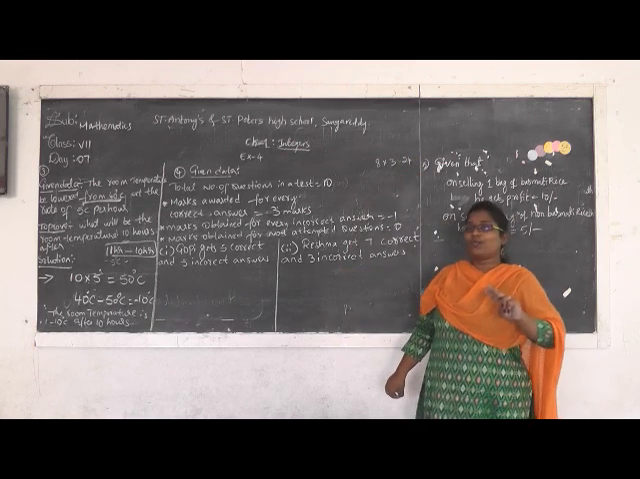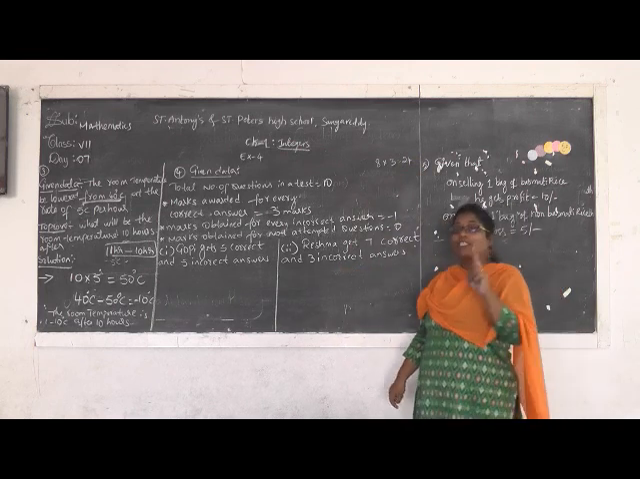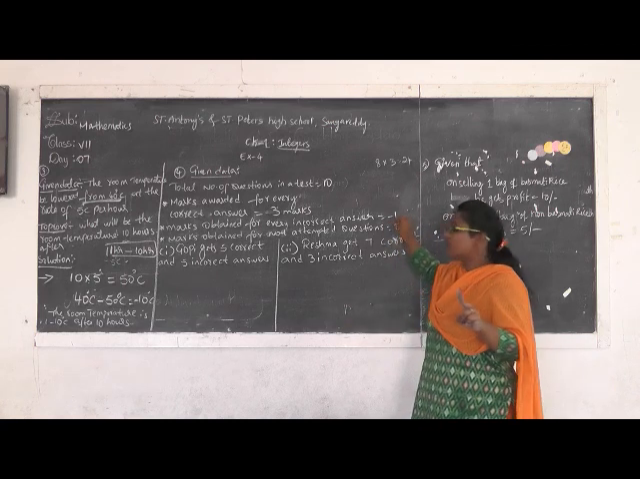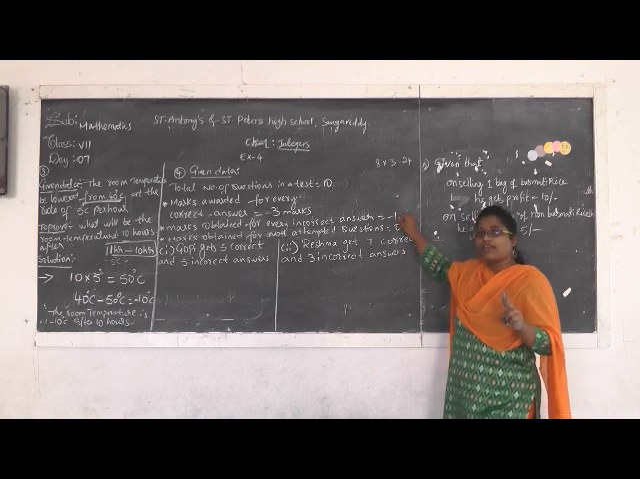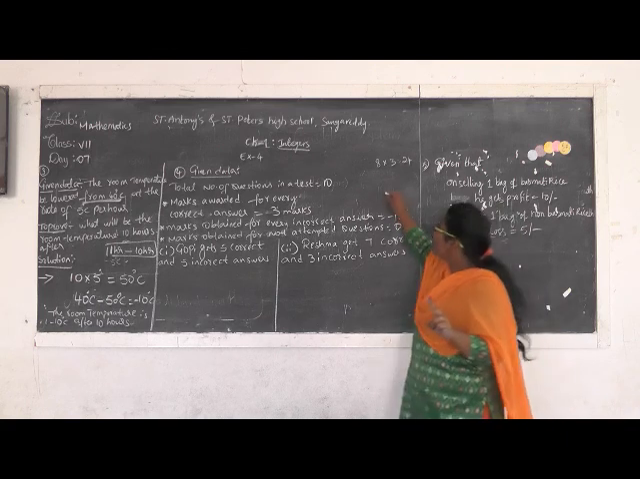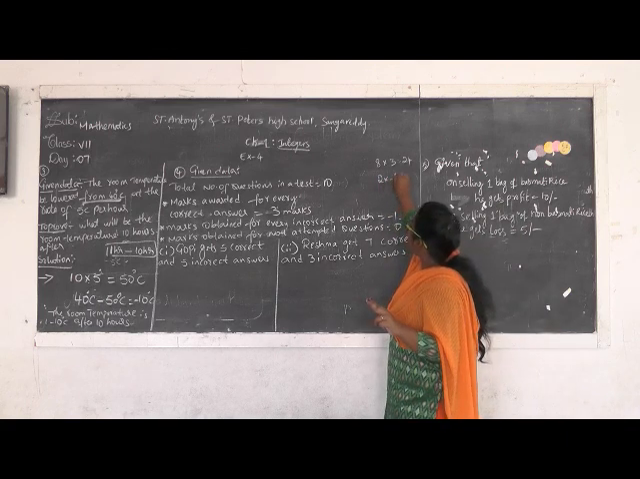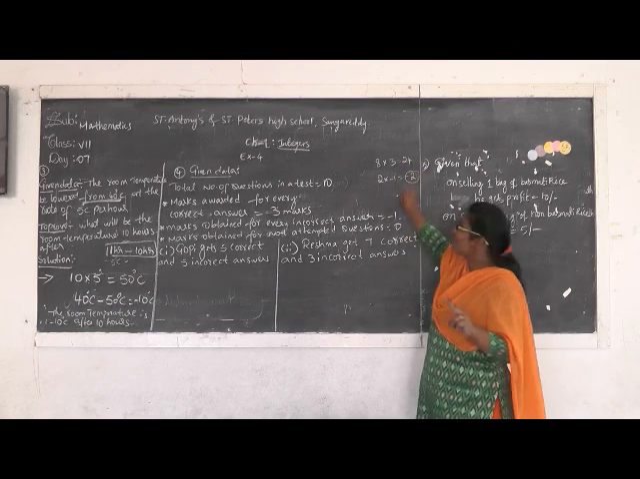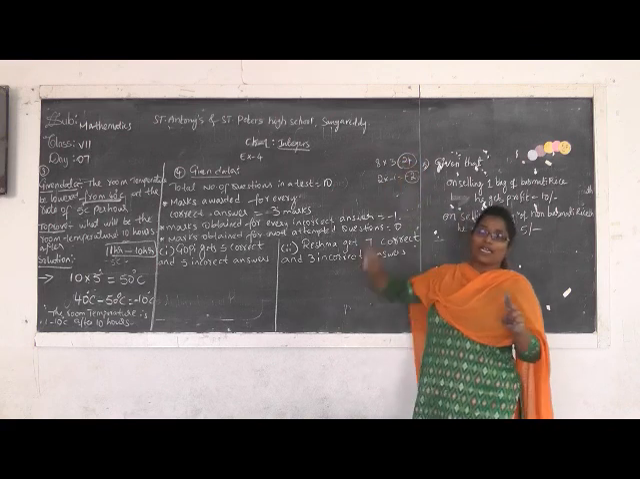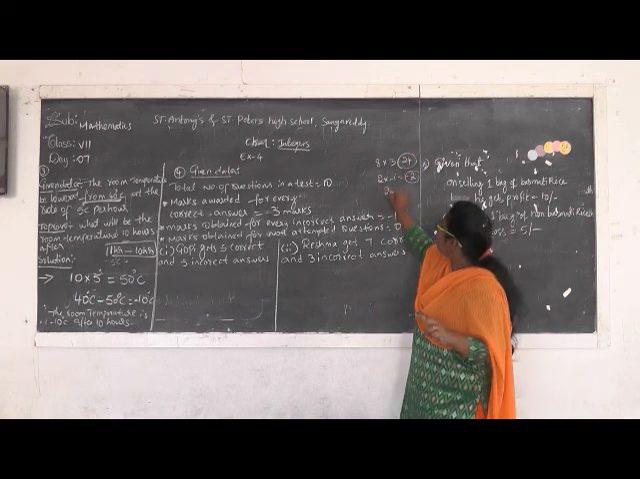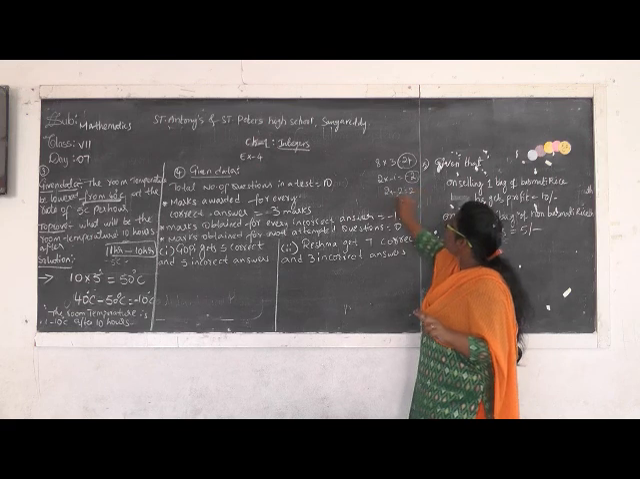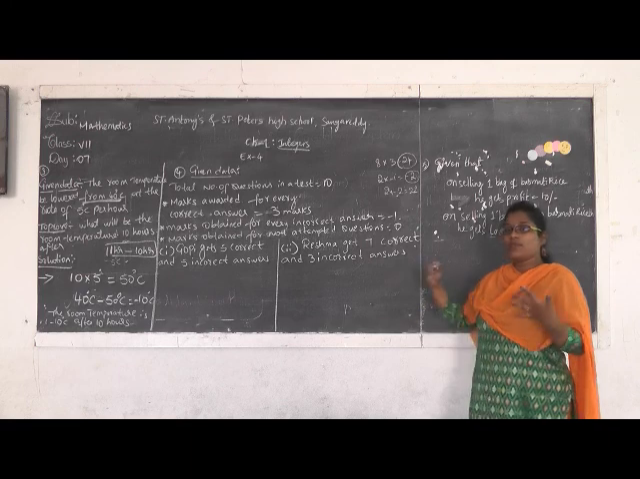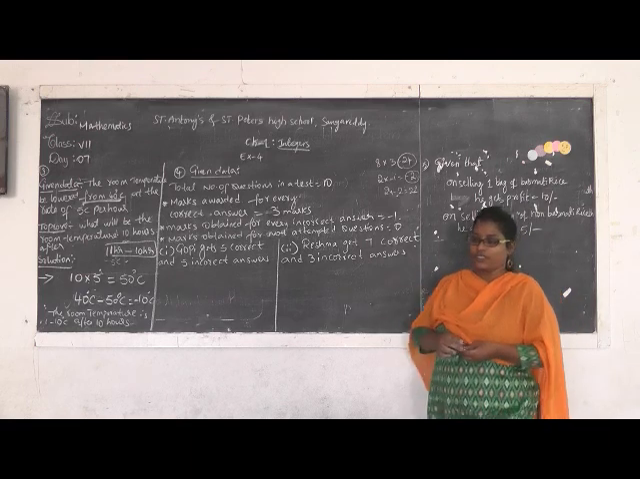The remaining 2 questions you wrote wrong. For each question how many marks are they reducing? Sorry, 1 mark. For each question they are reducing 1 mark. How many questions did you attempt wrong? 2. So 2 into minus 1 is minus 2. This minus 2 will reduce from the marks you scored correctly. So 24 minus 2, the score will become 22. Understand? Based on this we are going to solve the solutions.